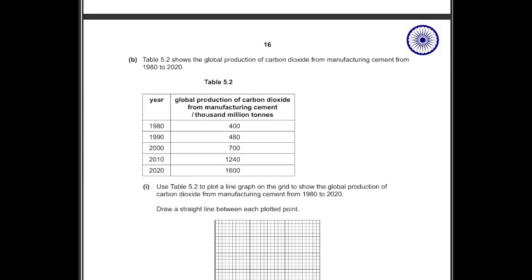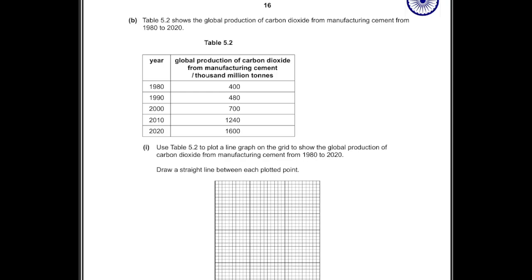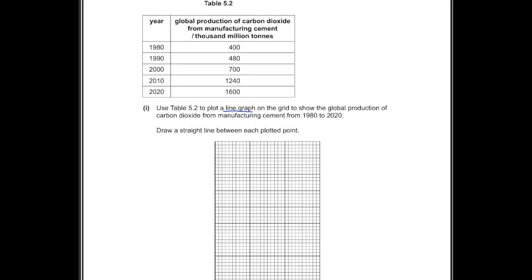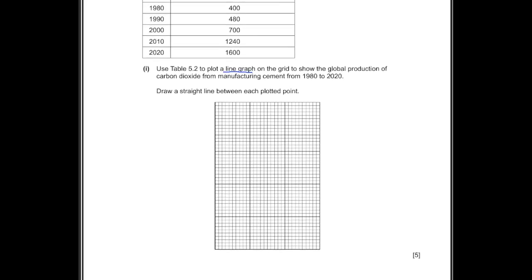Table 5.2 shows the global production of CO2 from manufacturing cement from the year 1980 to 2020. Now use table 5.2 to plot a line graph. So the examiner wants a line graph here. They will mention a line graph or a bar graph. So here it is a line graph. What should be on your x-axis? The x-axis is your year and the y-axis is your global production. Next, the highest value is 16 and the lowest value is 14, so we will scale according to this.